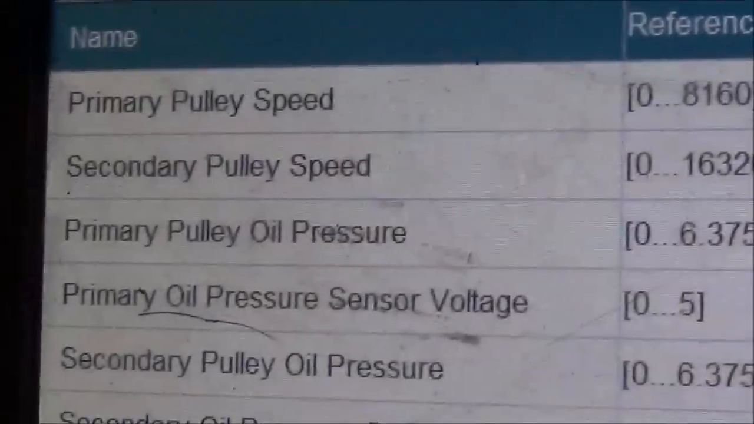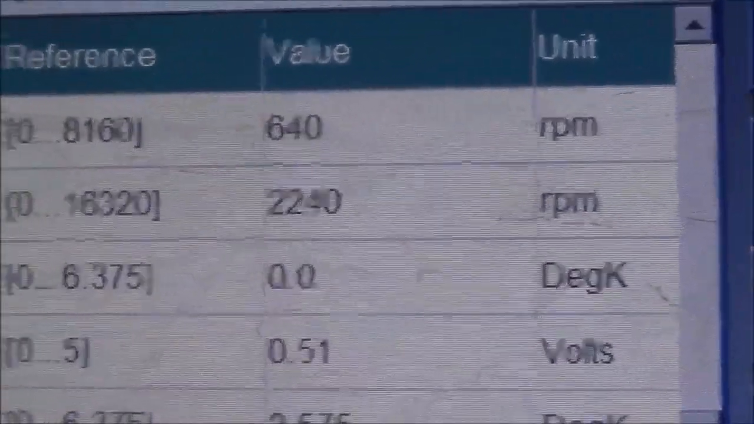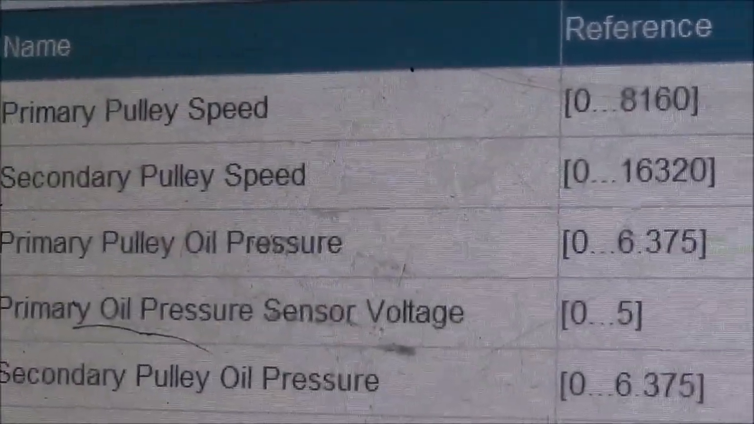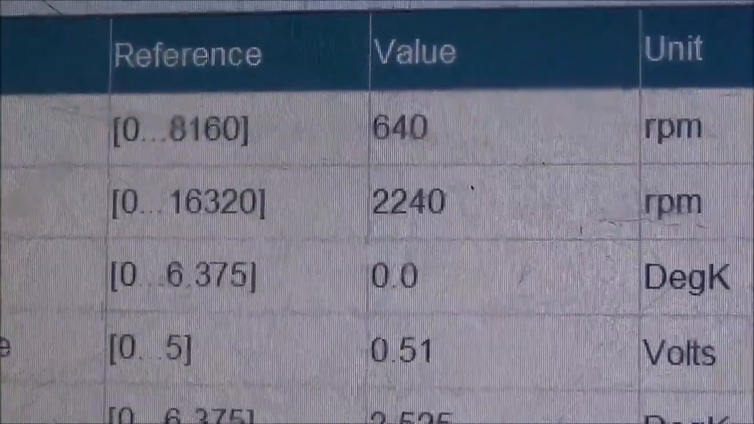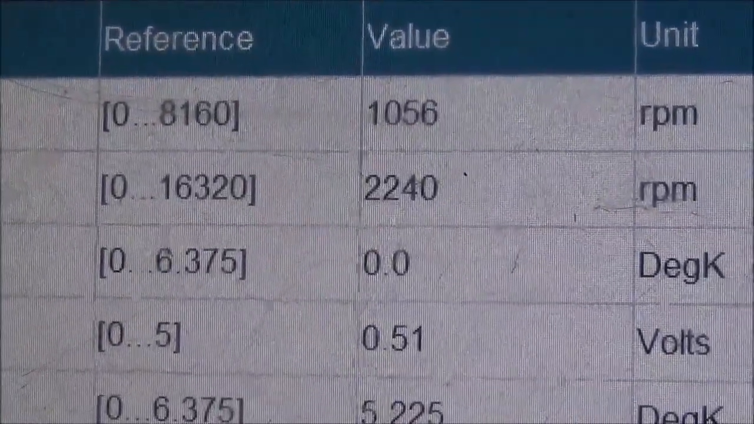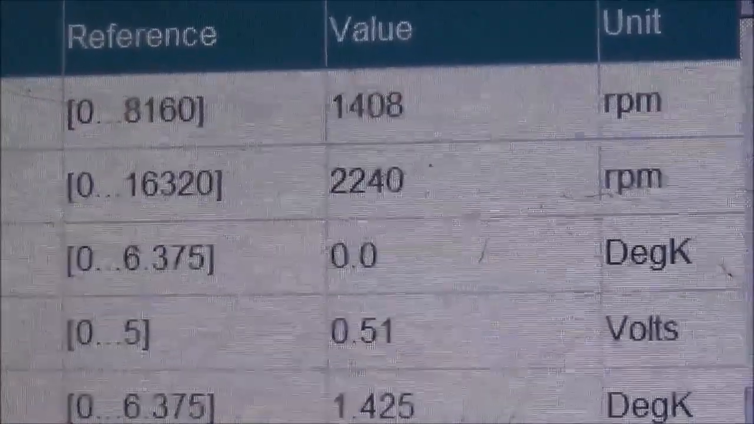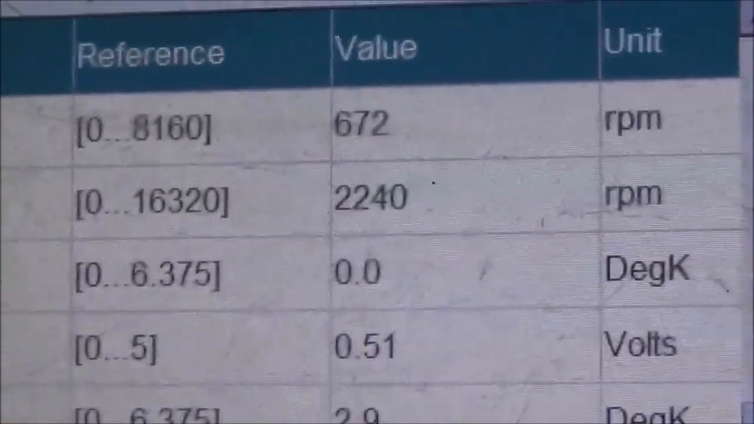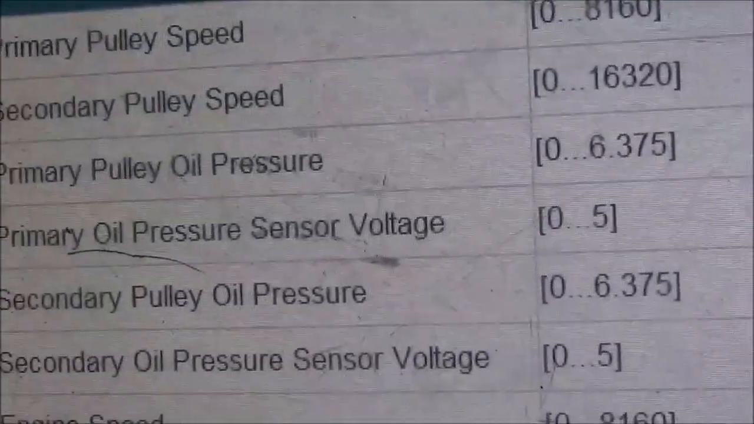And we see once again the secondary pulley speed is stuck at 2240 RPMs. The primary pulley speed is pretty much mimicking the RPMs of the vehicle. If I raise it, the secondary is not moving. So now, how can we use this to determine what's going on in the transmission?